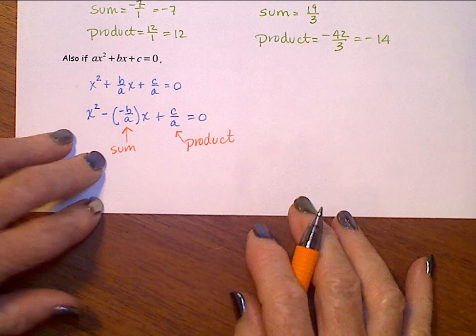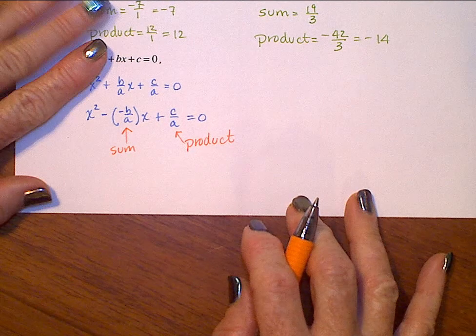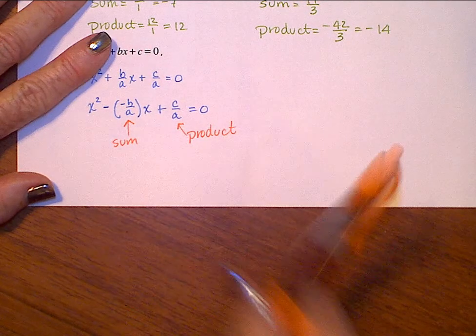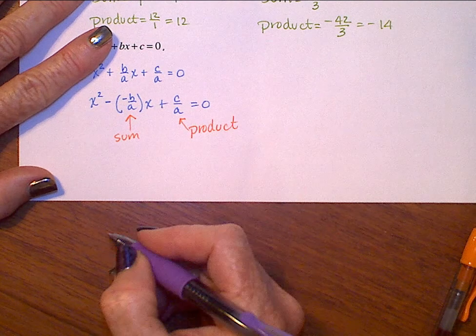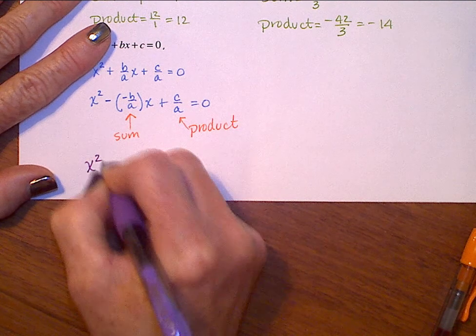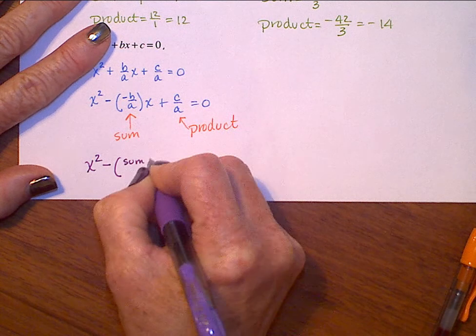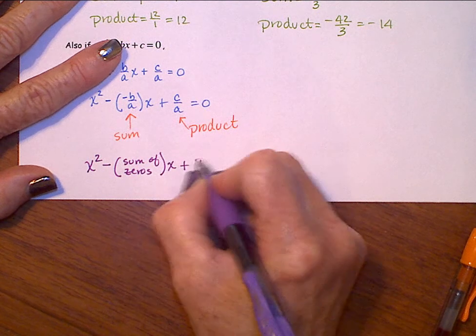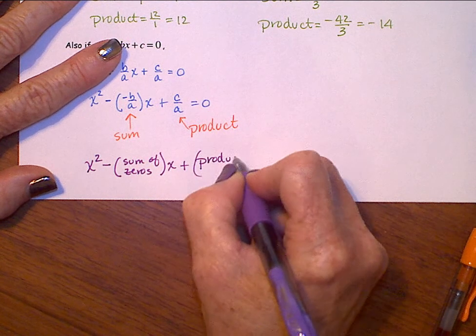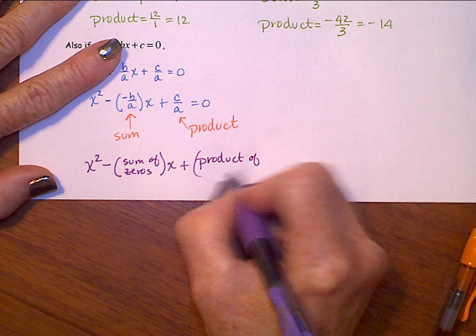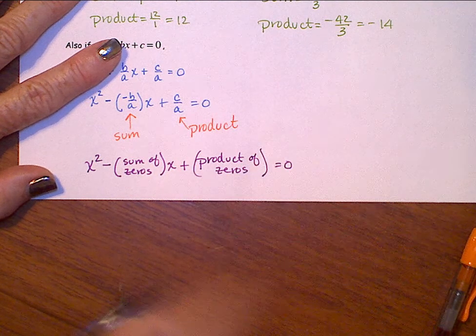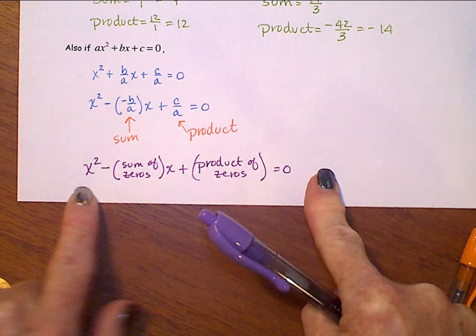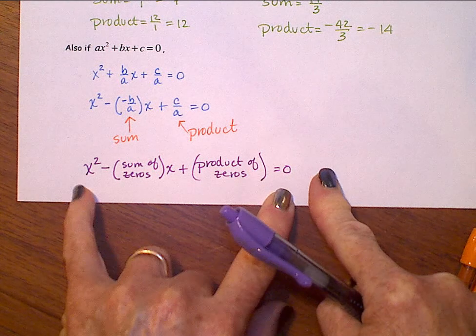So if you know the sum and you know the product, you can write the quadratic equation. Sum and product of the zeros. So if you know the sum and product of the zeros, you can write the quadratic equation as x squared minus the sum of the zeros times x plus the product of the zeros equals 0. That is a nice piece of information to know. It's required that you know that piece of information as well.